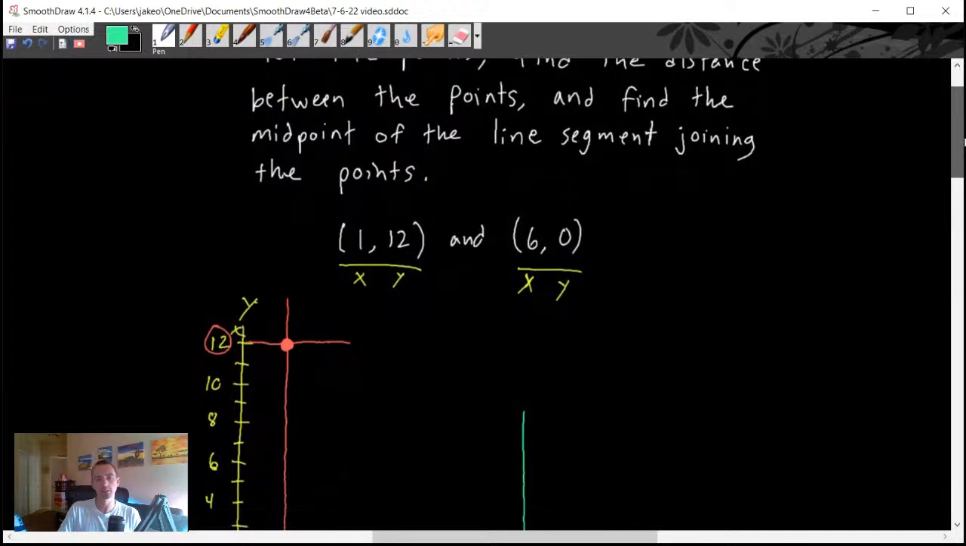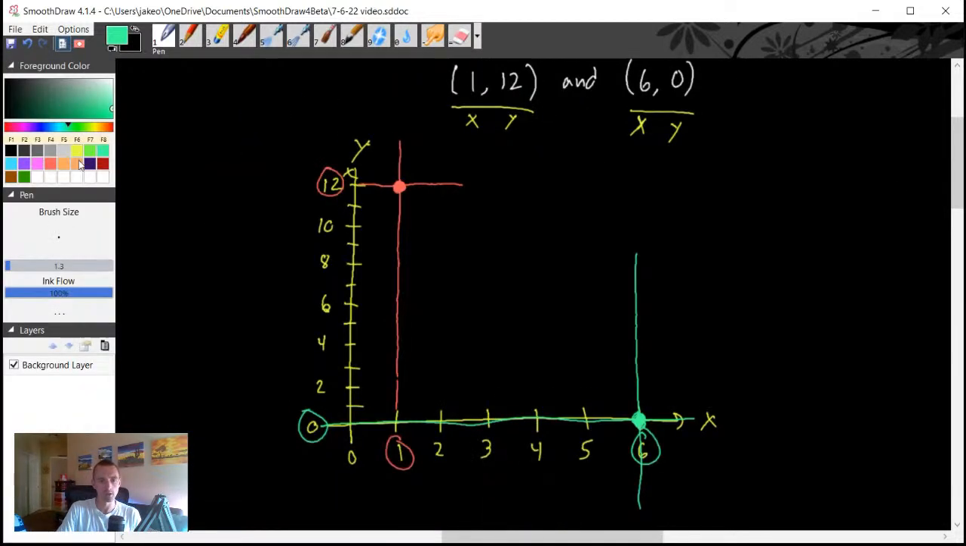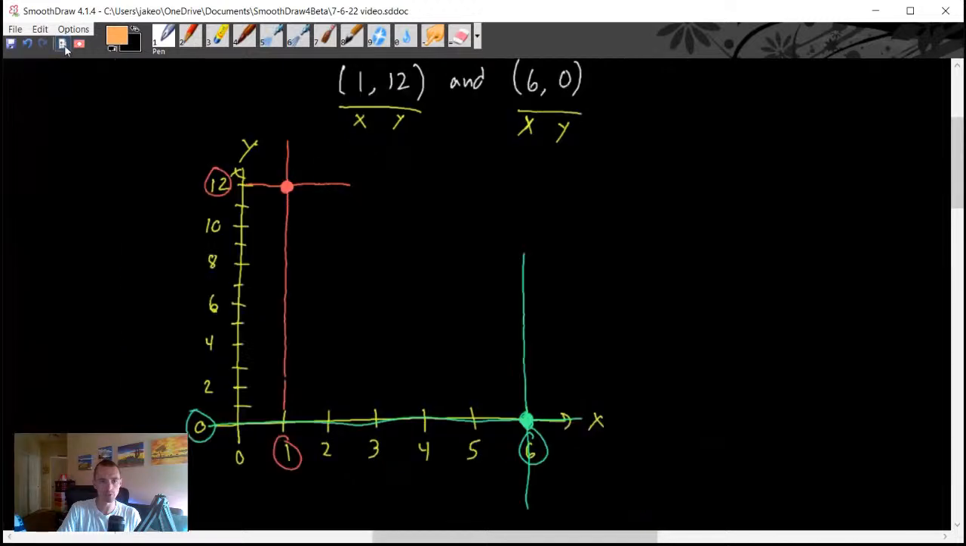Now we need to find the distance between the points. So essentially what we want to do is think about the distance between these 2 points, which would essentially be a straight line going from one point to the other point. That wasn't quite perfect. Let's try that again. There we go. Well, better.